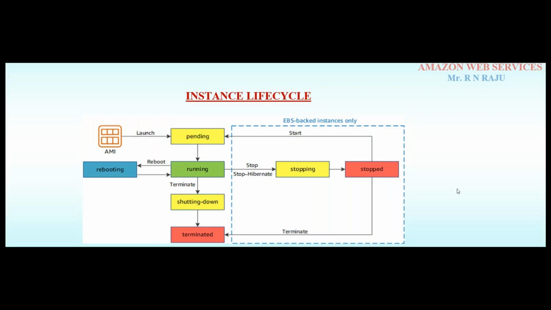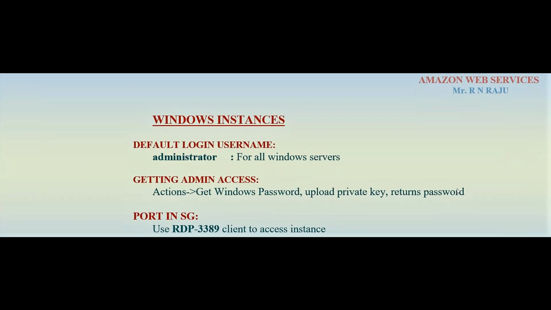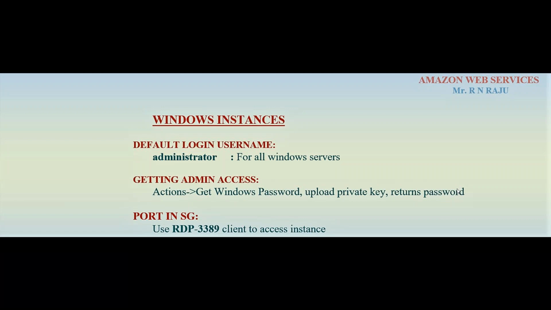Right. So now I will tell you how to create a Windows server. Let me explain what Windows instances are. So you want to create Windows 2008 server or Windows 10 or Windows 7, any Windows operating system you want, then you will go for the EC2 service and create a Windows server. But remember, by default, the Windows server login username is administrator.